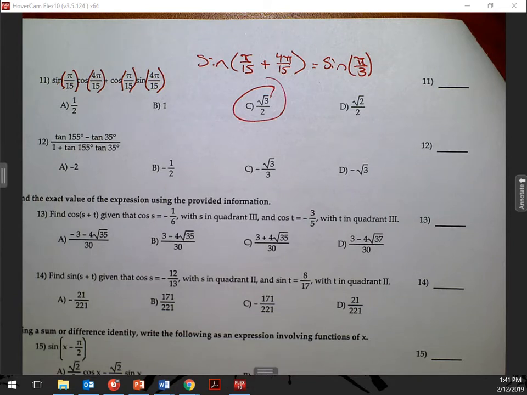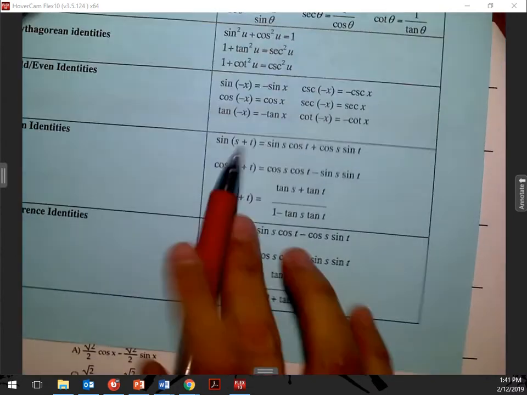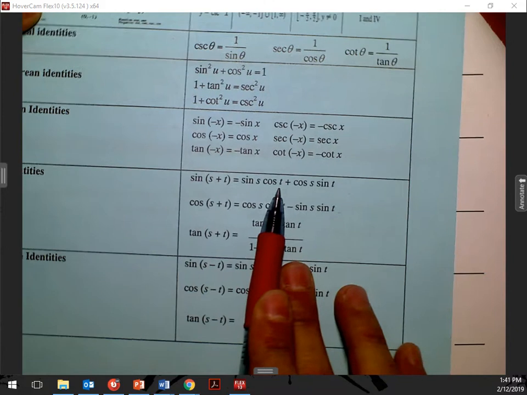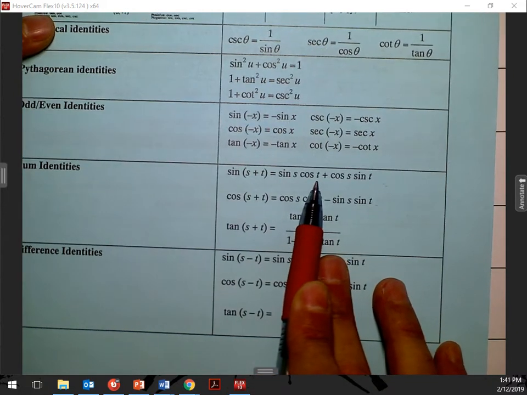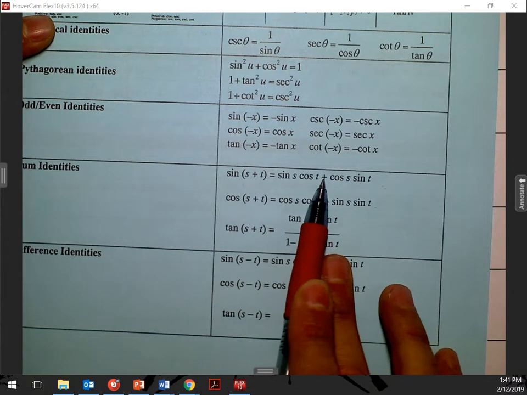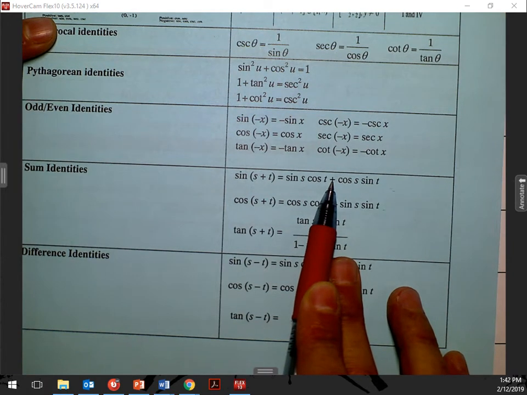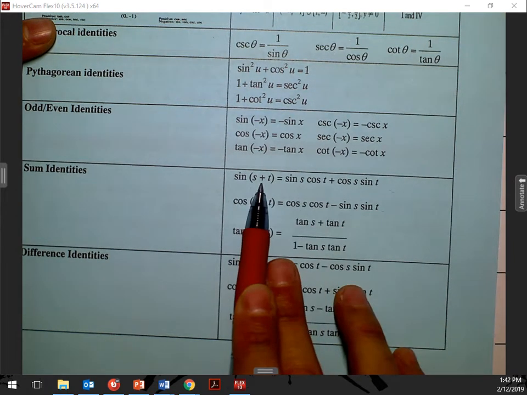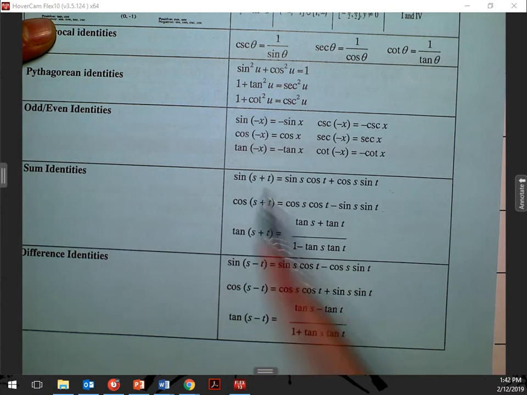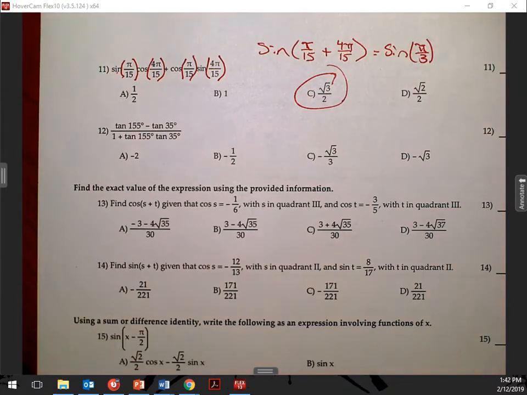Mr. Pancho, shouldn't it be a minus though? Nope. If it's a sine, cosine, plus, cosine, sine, shouldn't it be like a minus? Okay, look at this right here on your reference sheet. So you're saying sine, cosine, plus? Is that what you're telling me? Is that a plus sign right there? Yeah. Okay, good. That's true.